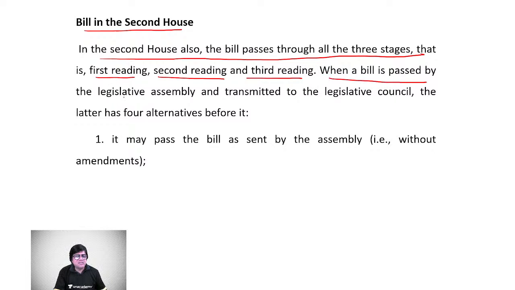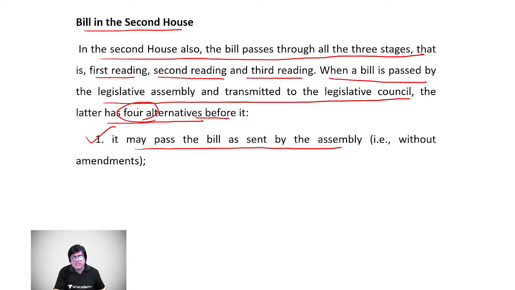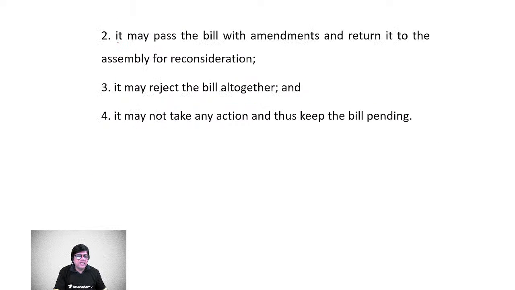And when a bill is passed by the Legislative Assembly and transmitted to the Legislative Council, the Council has really 4 alternatives for it. Number 1 is that it may pass the bill as sent by the Assembly. In that case, there is no problem. It receives the bill, it passes the bill without any amendments. Then it goes to the governor and it becomes a law. Second is, it may pass the bill with amendments and return it to the Assembly for reconsideration. This is another option which it can do.